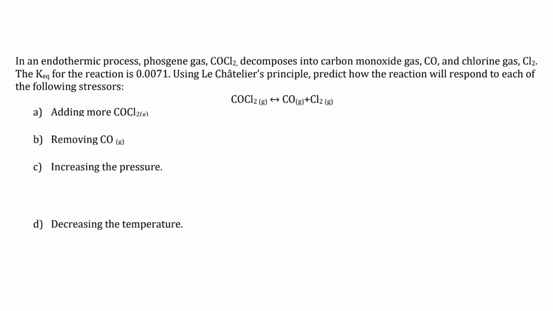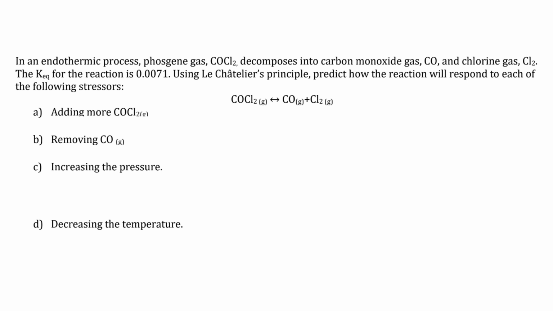In an endothermic process, phosgene gas decomposes into carbon monoxide gas and chlorine gas. The Kc value, if you will, is 0.0071. Using Le Chatelier's principle, predict how the reaction will respond to the following stressors.